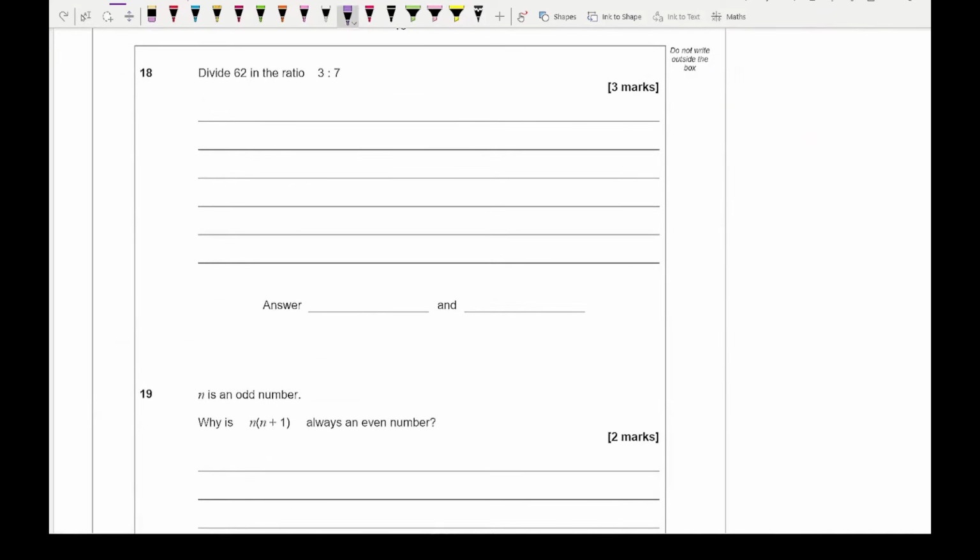For question 18, it says divide 62 in the ratio of 3 to 7. So again, the three steps of sharing a ratio is we add the numbers in the ratio, which is 10. We then divide the amount by the number we've got, which is 6.2. And then we multiply the answer by the numbers in the ratio. So I've got 3 to 7, so I want to multiply 3 by 6.2, and I want to multiply 7 by 6.2. So 3 times 6.2 is going to give me an answer of 18.6.